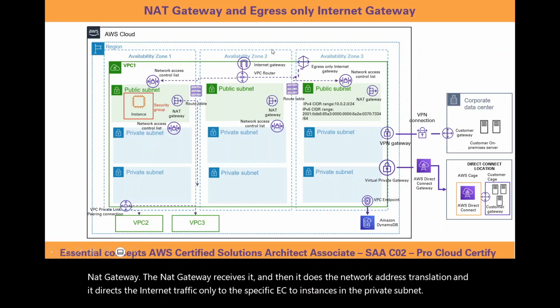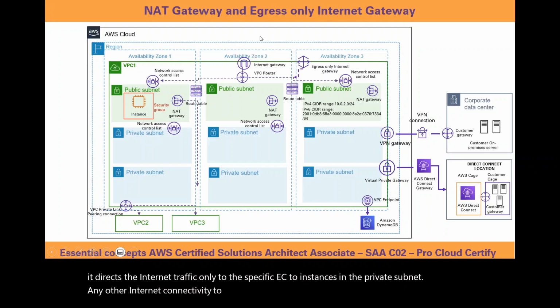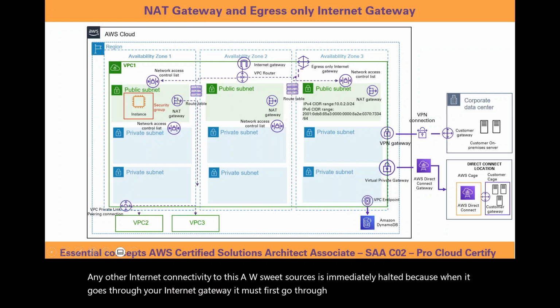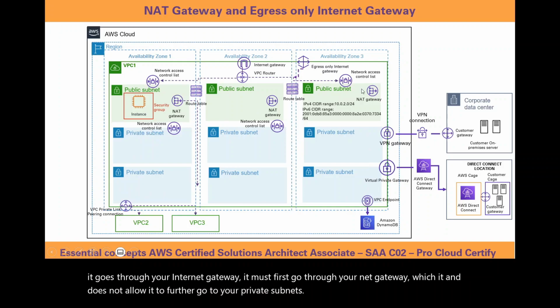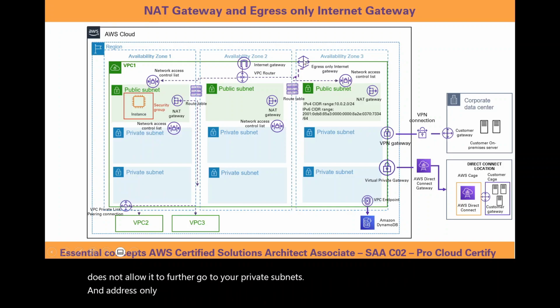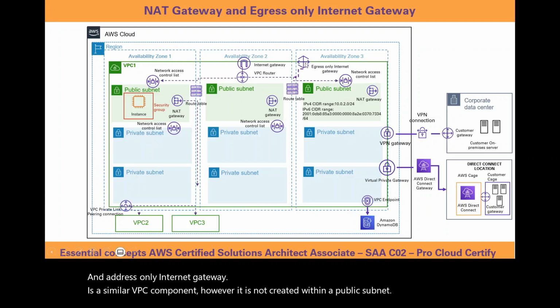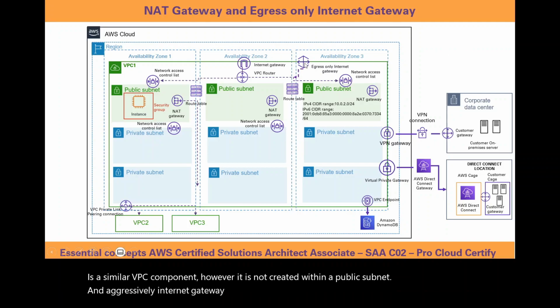Any other internet connectivity to these AWS resources is immediately halted, because when it goes through your internet gateway, it must first go through your NAT gateway, which denies it and does not allow it to go further to your private subnets. An Egress only internet gateway is a similar VPC component. However, it is not created within a public subnet. An Egress only internet gateway itself is a component available for the entire VPC.